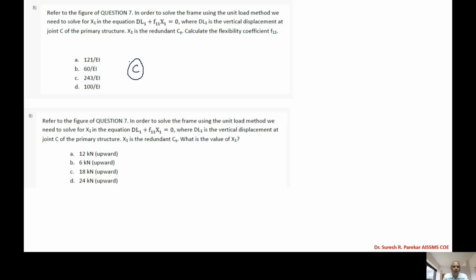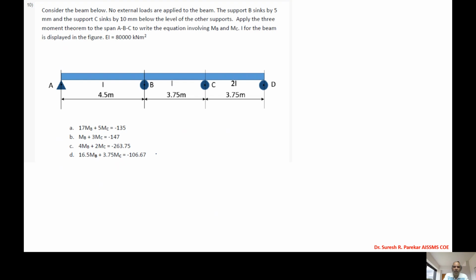And then for question 7, DL1 plus F11 X1 equal to 0. From this we got the answer A, because 12 kilonewton we have is plus. So we have this as A. These are the questions from flexibility, or we can say the unit load method.